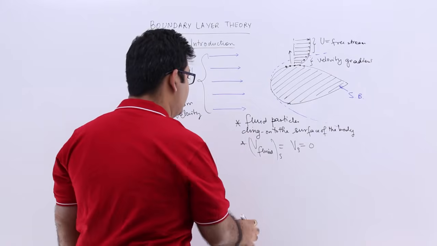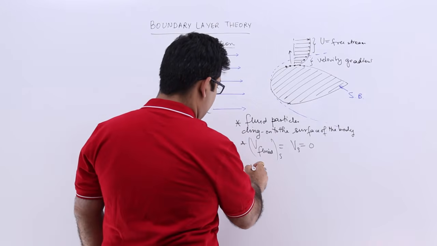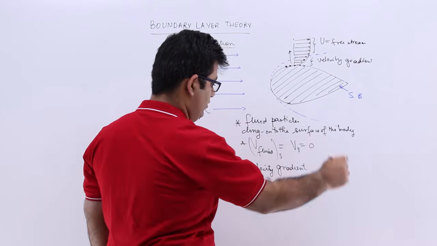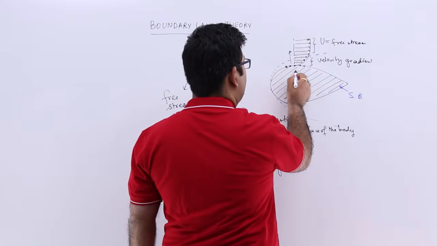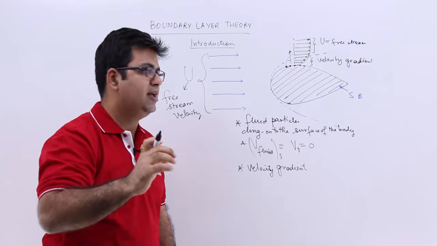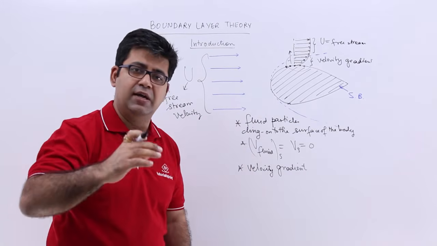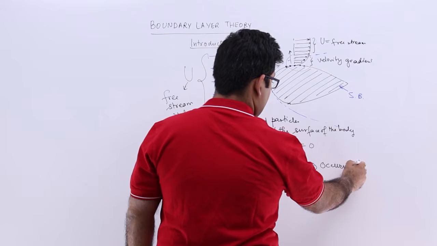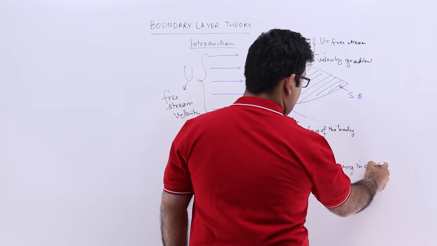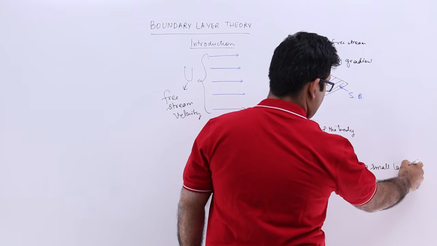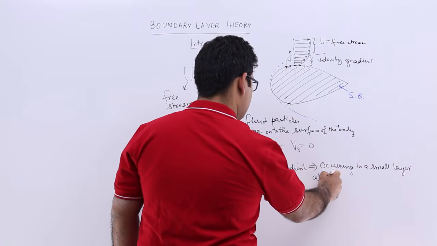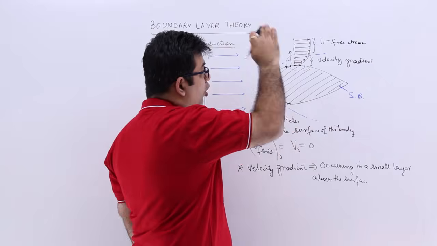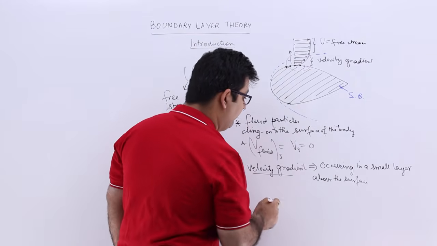So this again gives us a generalization that this velocity gradient exists only for a small portion above the surface, occurring in a small layer above the surface of the body, and beyond this, the velocity gradient will vanish.